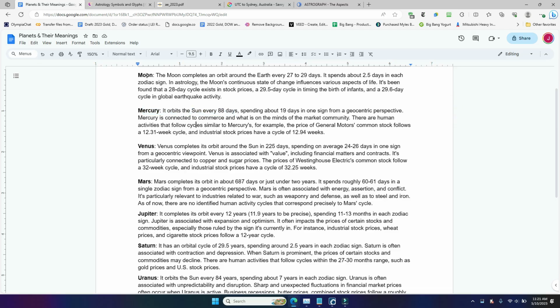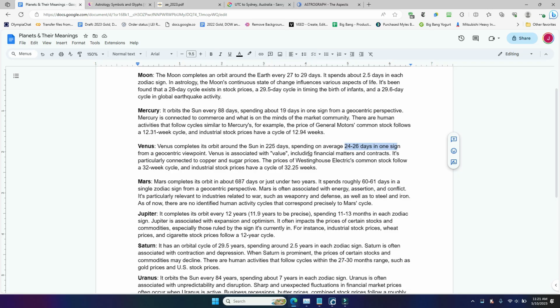Now, as we go through these, I want you to keep an eye on, or get an understanding of, these daily cycles, okay? Because you'll see that these tend to pop up over and over again. In a future lesson, we'll break down Gann cycles and these cycles. Venus completes its orbit around the Sun in 225 days, spending an average of 24 to 46 days in one sign from a geocentric view.